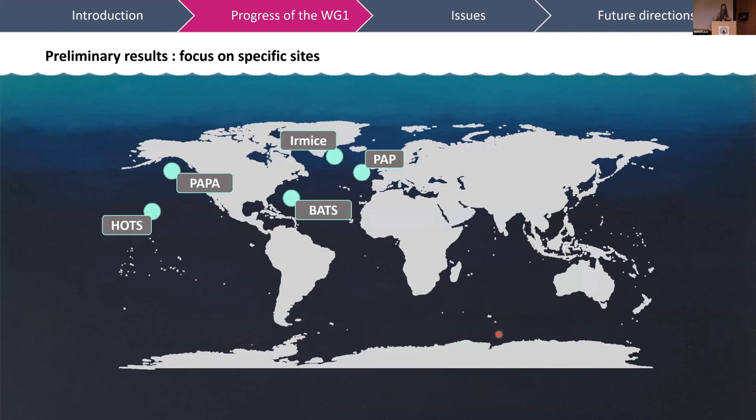So as I said, we still need time before presenting detailed data of the entire ocean, but that is why we focused here to present you first results on specific sites. We have PAP and Hermes in the North Atlantic region, BATS and HOTS, respectively, in the Atlantic and Pacific part of the North subtropic region, and PAP-A in the North Pacific.